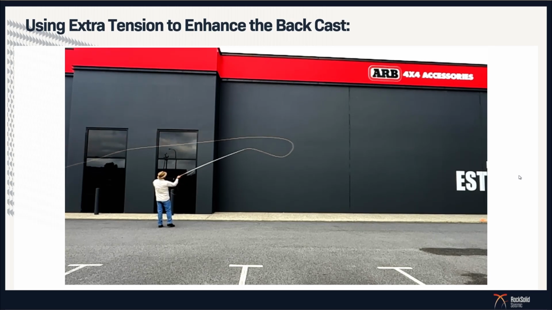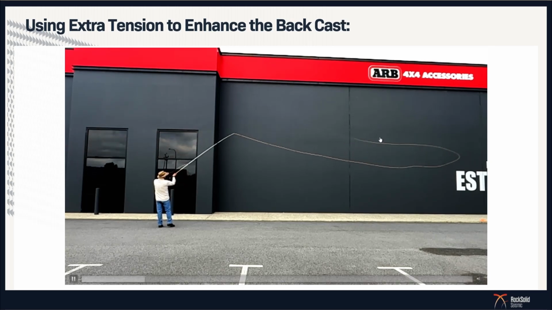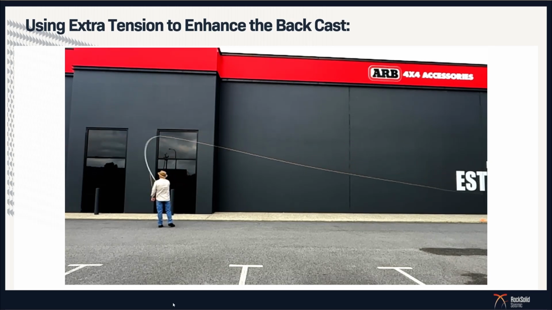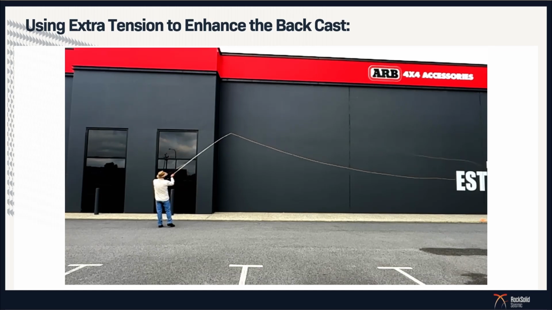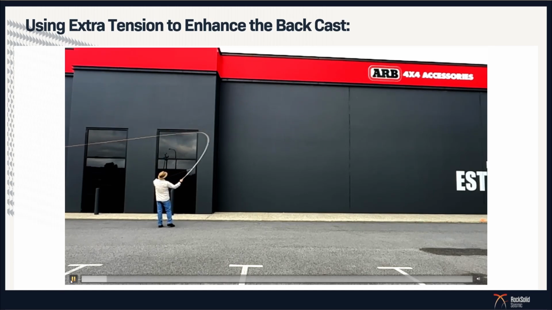I can use extra tension by lifting the rod tip up during the back cast to improve my back cast. During this cast, I make my back cast, lift the rod tip up like that, and then I drop it down again just before I make the cast, so I maintain my casting arc. But lifting the rod tip up during the cast allows me to carry much more line during that back cast. It also allows me to make a very good presentation on the back cast by lifting that rod tip up a little bit during that back cast presentation.